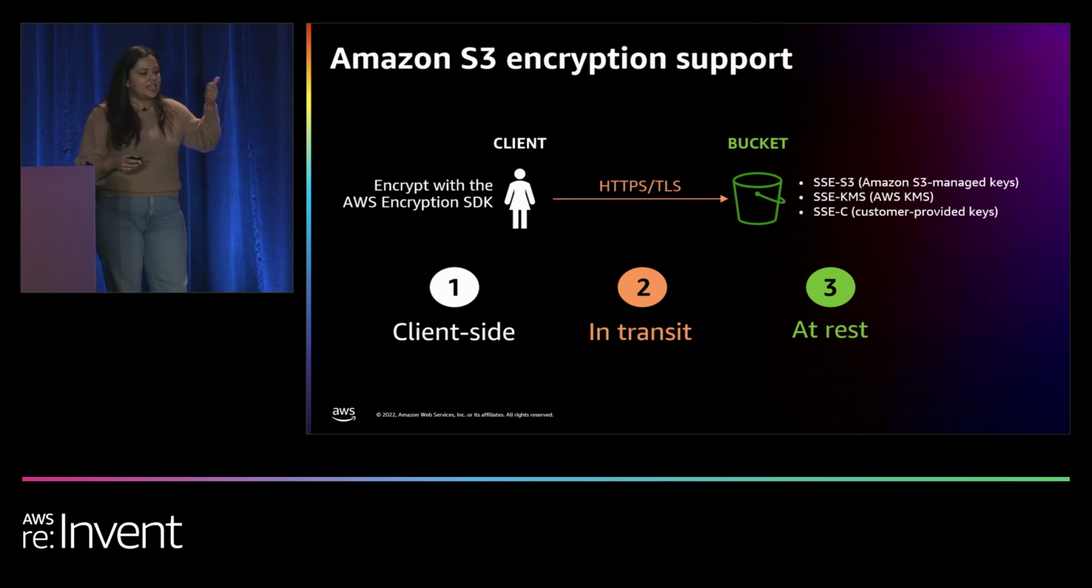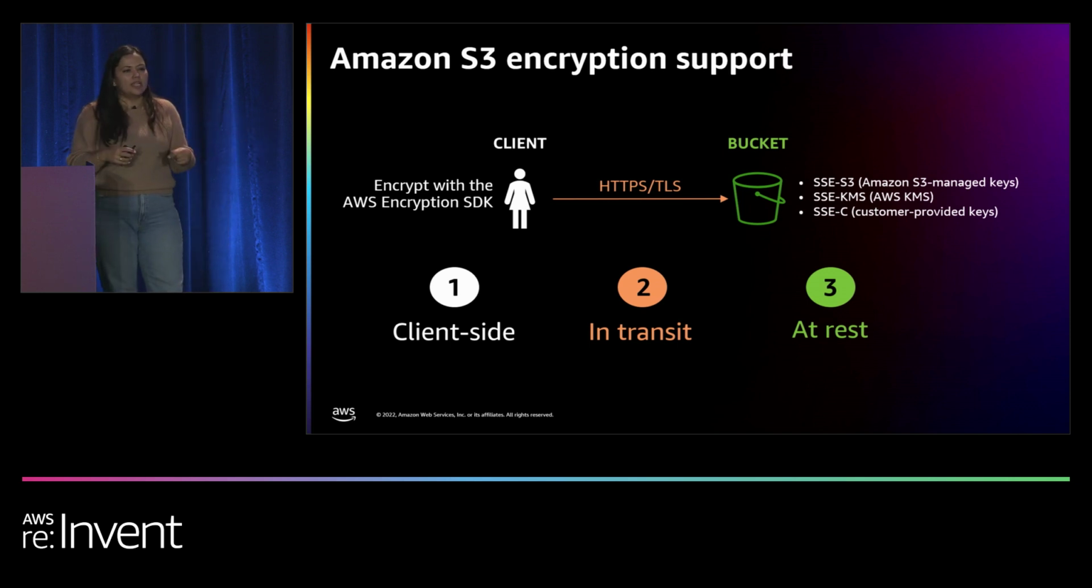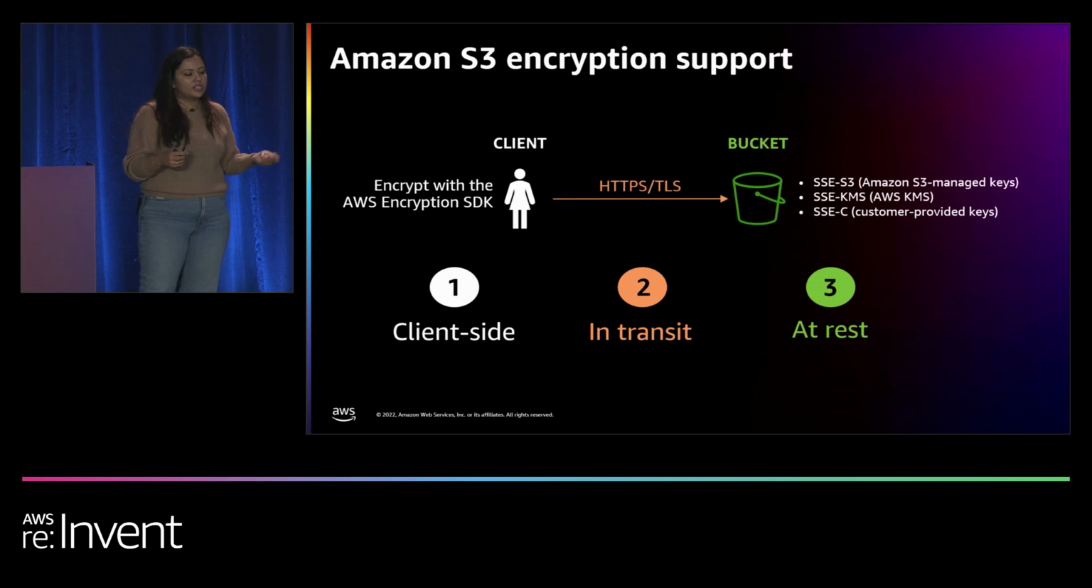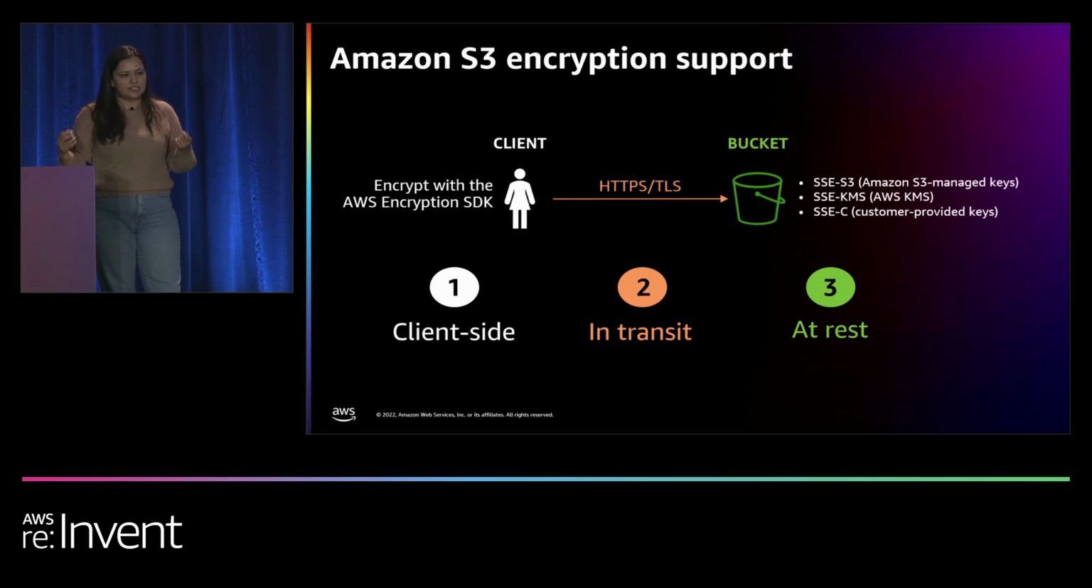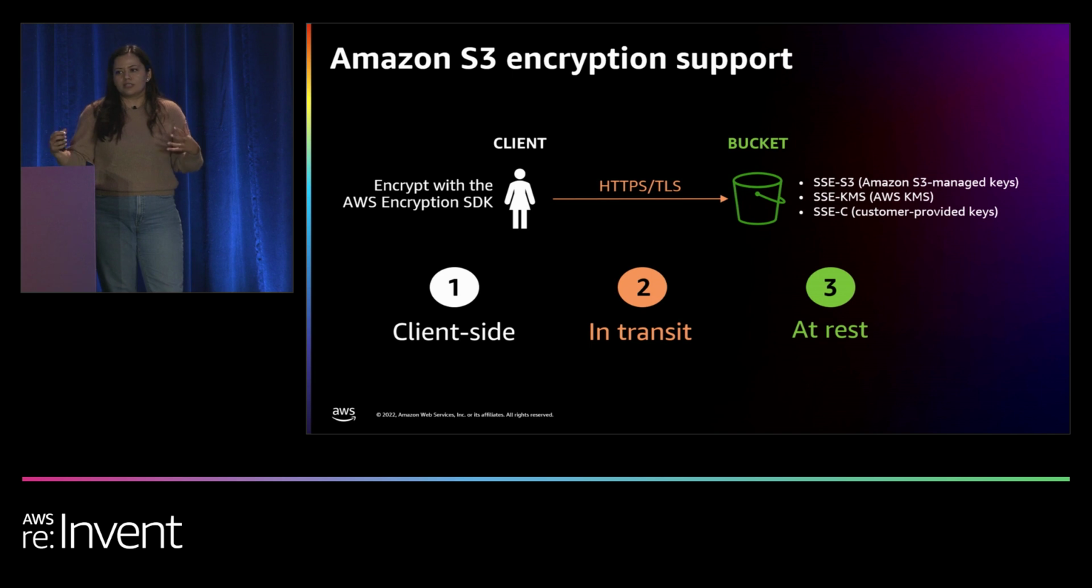The first is SSE-S3, which is Amazon S3 managed keys, where you outsource the encryption key management to us. The second is SSE-KMS, where your keys are stored within an HSM, which is managed by AWS Key Management Service. Using these keys, you can control the access to your keys, control the rotation for your keys. And the last option is customer-provided keys, also known as SSE-C, where you are providing the keys at upload and download, and probably you're managing those keys in your own on-premise systems.